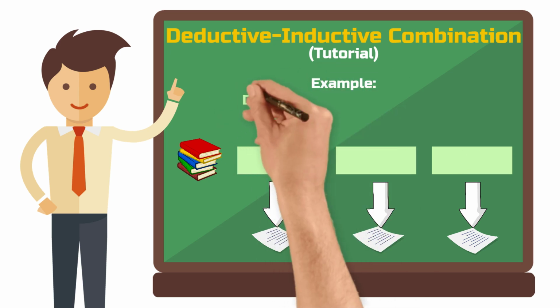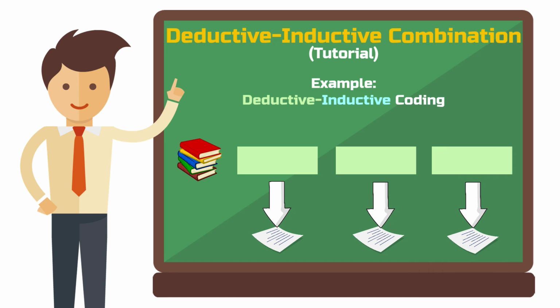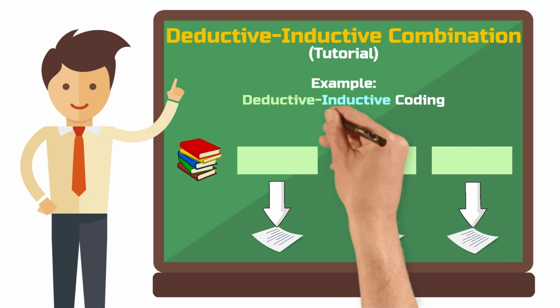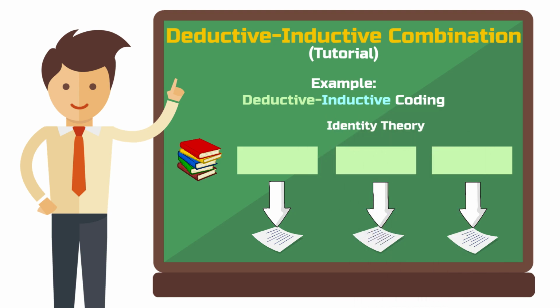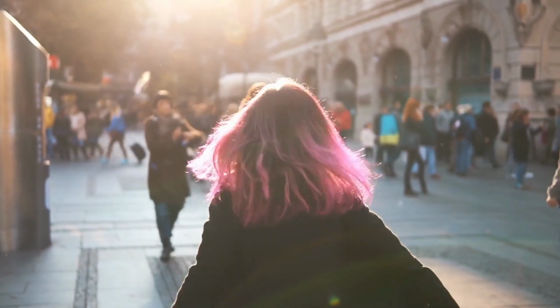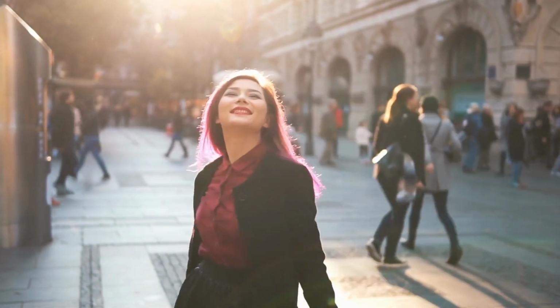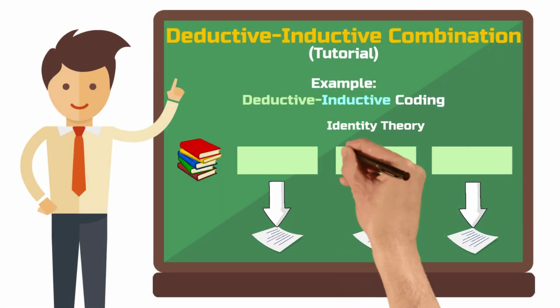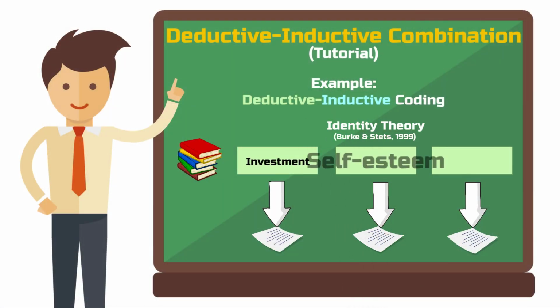To better understand how this combination works in thematic analysis, let's look at an example. Assume your study involves identity theory. It broadly states that individuals adopt certain characteristics, values, and norms to view themselves as unique compared to others. According to the authors Burke and Stets, three theoretical dimensions are involved in the identity formation process: investment, self-esteem, and rewards. These three theoretical dimensions could serve as a structure for your thematic analysis.